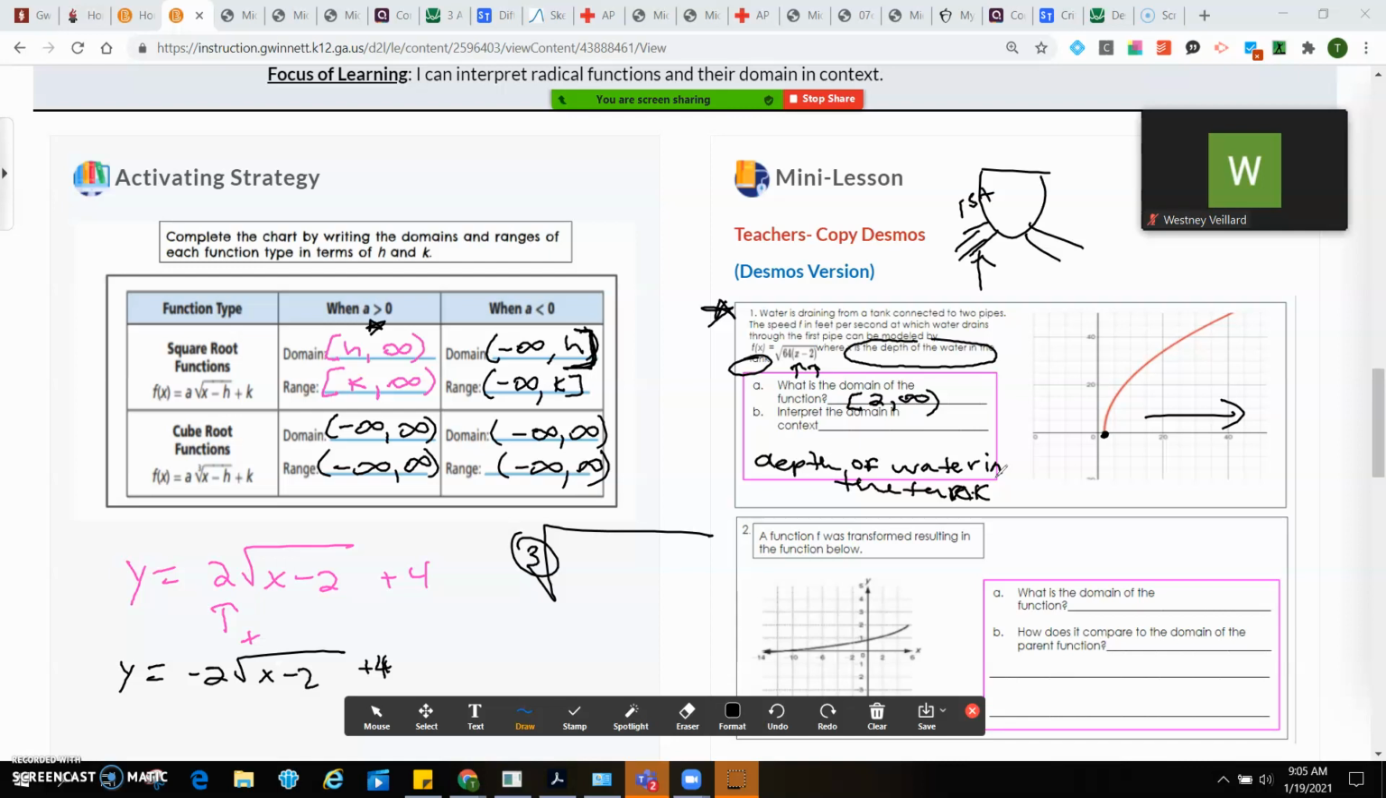So this starts at 2 and then goes on to infinity. But it's draining, right? So we're also talking about this function right here, which is talking about this pipe. And x is the depth of the water in the tank. So we have to keep that in mind. So the starting depth is at 2 of the water in the tank.